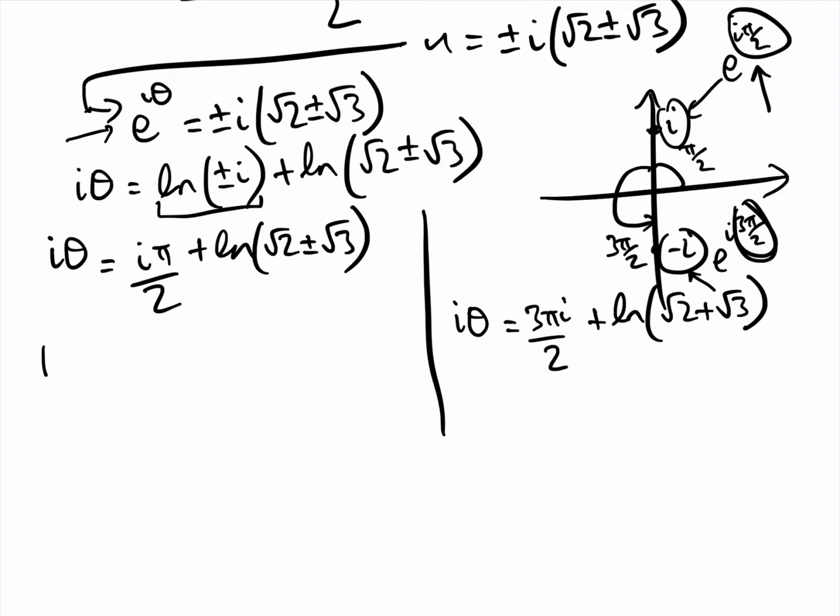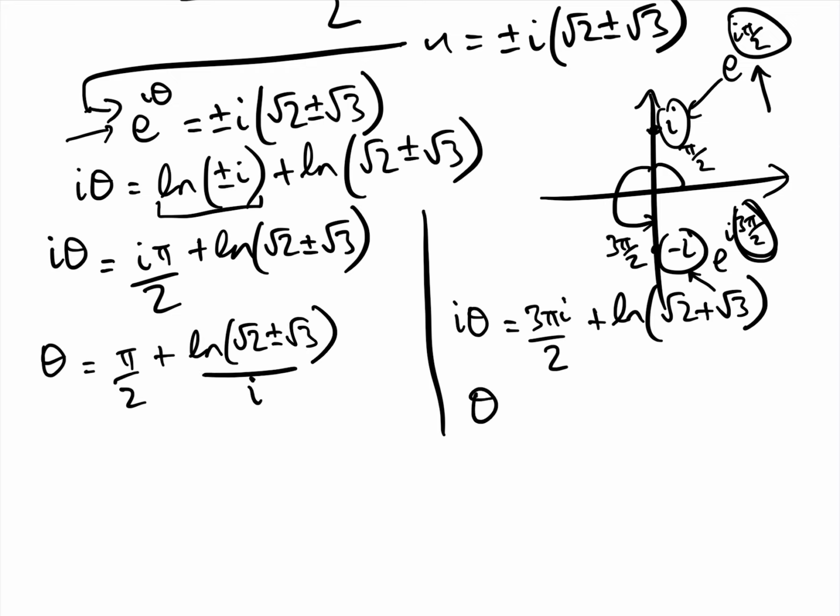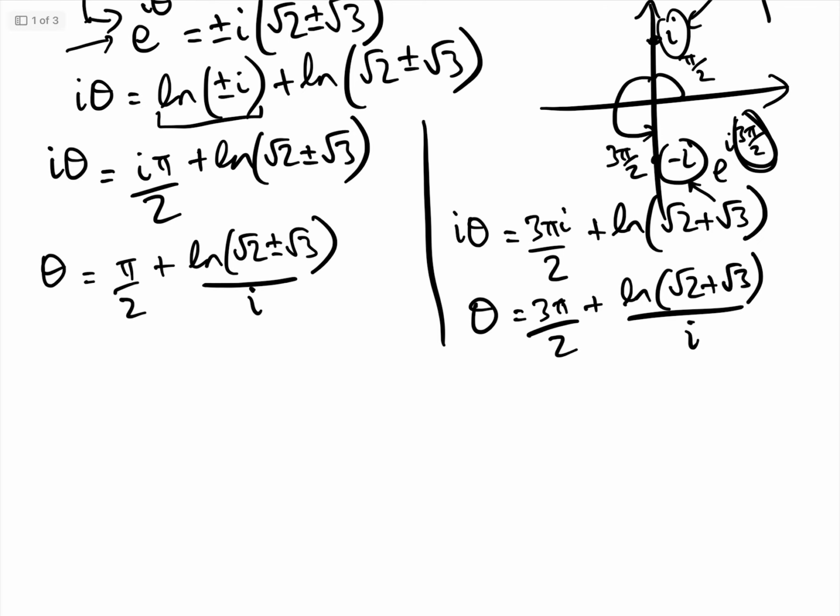We can divide by i now, and that gives us that theta equals pi over 2 add log of root 2 plus or minus root 3 over i, or theta equals 3 pi over 2 add log of root 2 add root 3 over i, and we're getting there. Now, just to tidy stuff up a little bit, let's just do a little bit of a sidetrack.